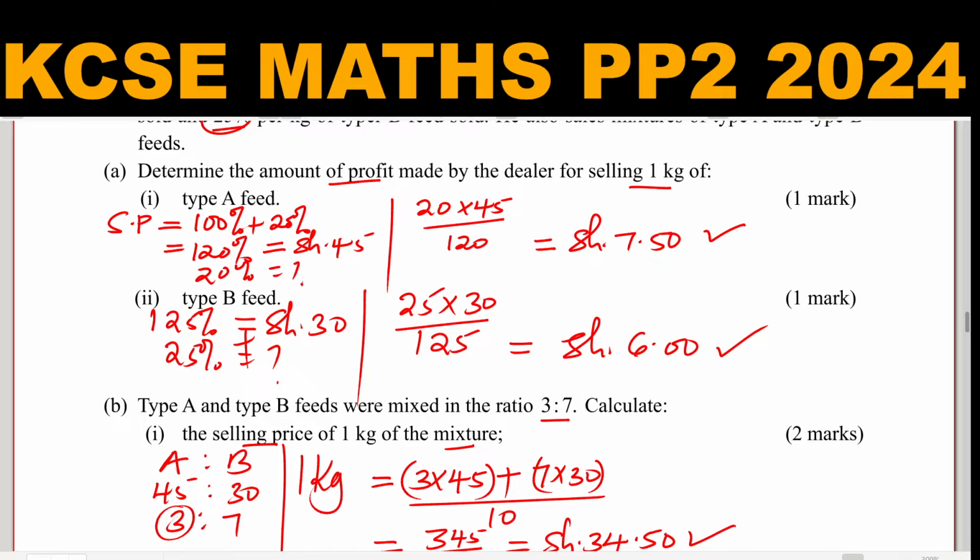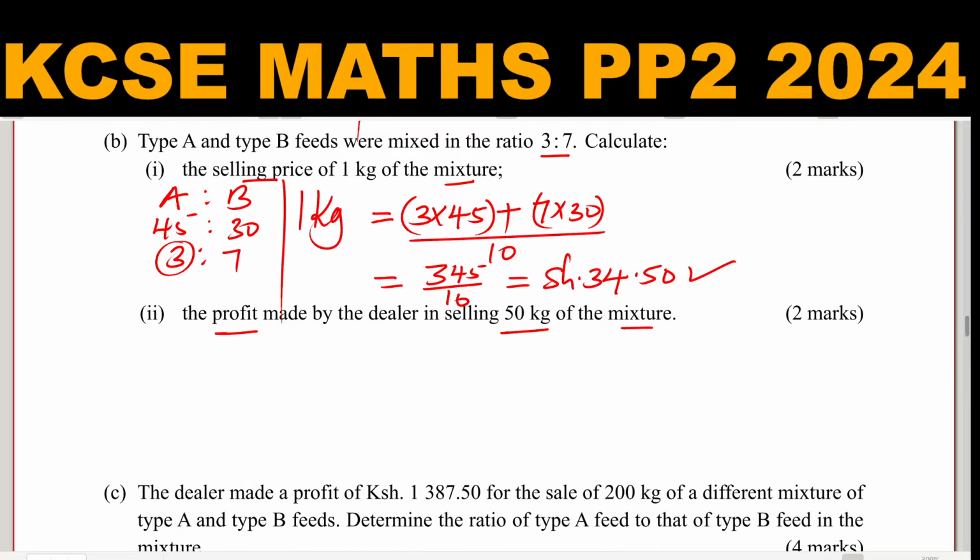For us to get the profit of the mixture of type A and type B feed, we are going to use these profits that are here. We're going to use these profits, and then we use the ratio in which type A and type B feeds were mixed, and that is 3:7.